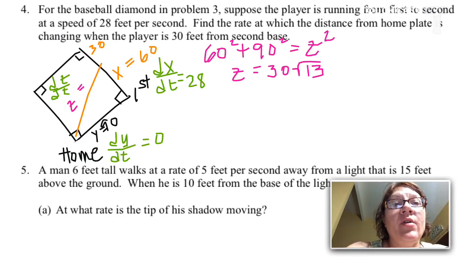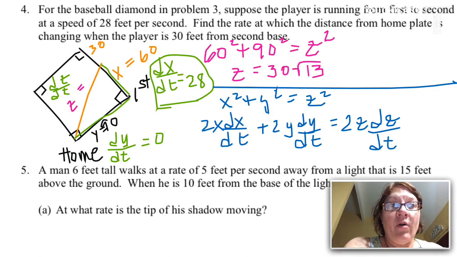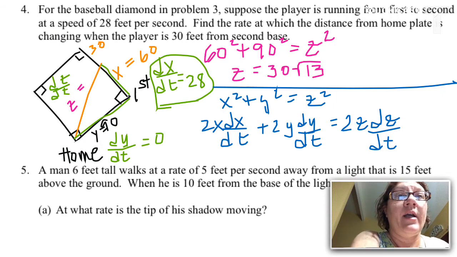And remember, there's no distance changing along the 90, but this distance is changing. He's getting farther and farther away, and since he's getting farther away from home plate, this time that change will be a positive. So I'm going to take my derivative. So hopefully your derivative looks like that. And now I'm ready to plug and chug in numbers.